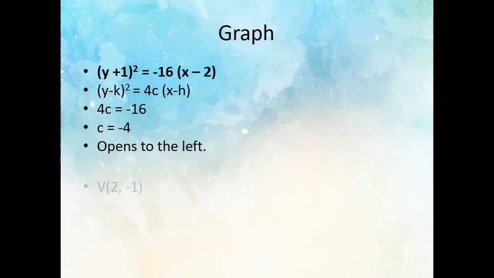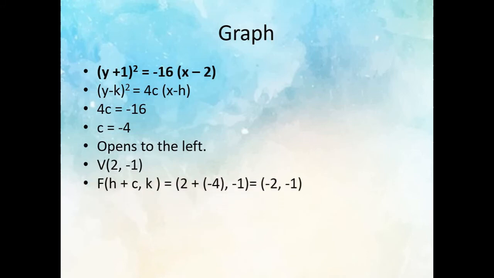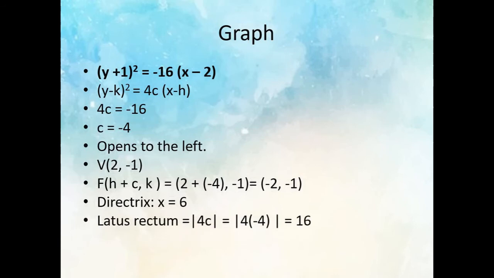Now the vertex is (2, −1). And the focus is (h + c, k), which is equal to 2 + (−4), which is equal to (−2, −1). The directrix is x = 6. The latus rectum is the absolute value of 4c, which is equal to the absolute value of 4 times −4, which is equal to 16.